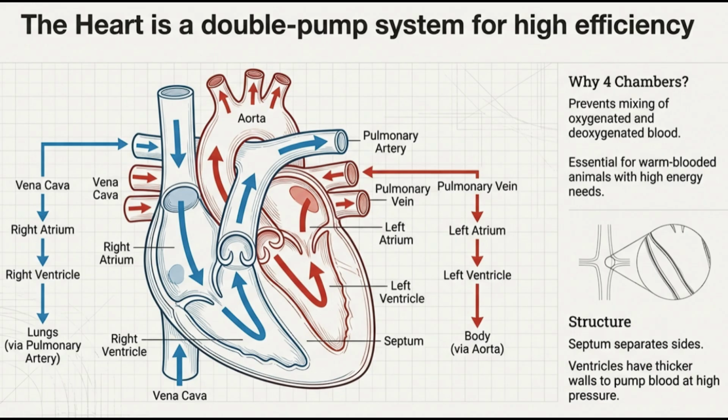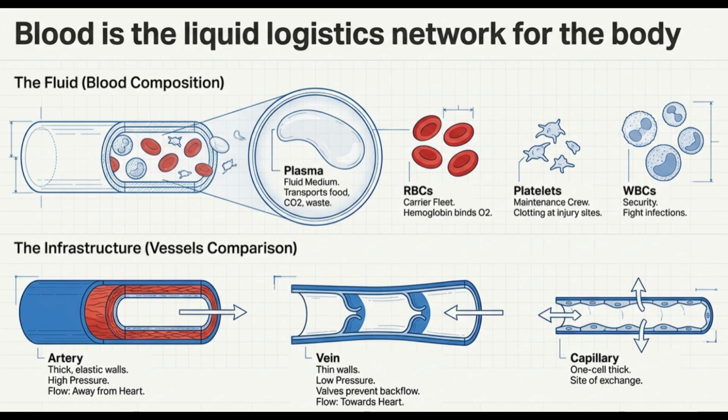The right side pumps deoxygenated blood to the lungs, while the left side pumps oxygenated blood to the rest of the body. It has 4 chambers that prevent the mixing of oxygen-rich blood and oxygen-poor blood, which is essential for warm-blooded animals like us who need high energy to survive.